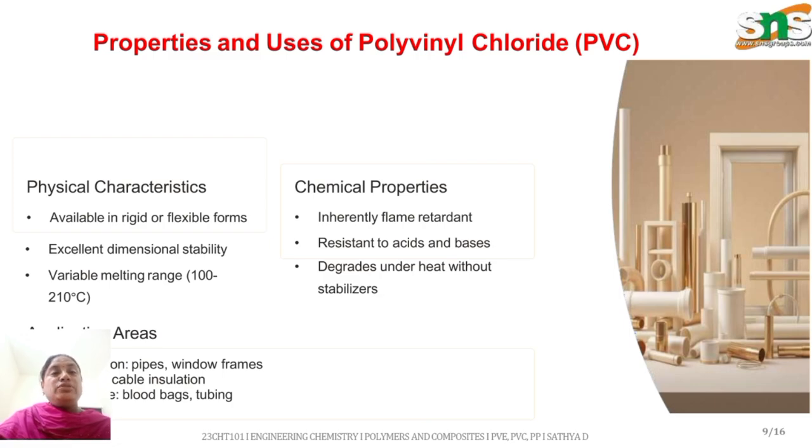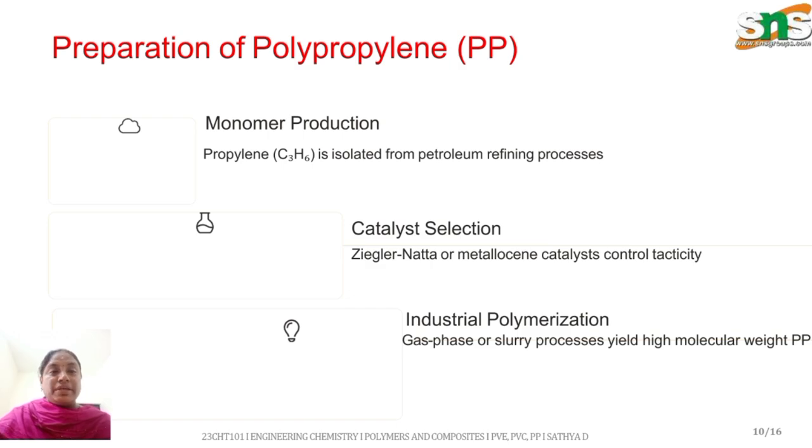The properties of polyvinyl chloride: in physical properties, the melting point is a little higher, with excellent dimensional stability, available in rigid and flexible forms, and a variable melting range of 100 to 210 degrees Celsius. In chemical properties, it is resistant to acids and bases, but degrades under heat without stabilizers.